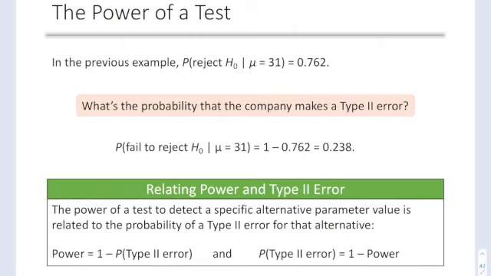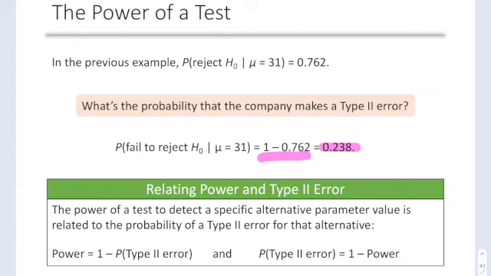So what's the probability that the company makes a type 2 error? It's a conditional probability. It's about the probability that they'll reject. So the 0.762 is the probability that they'll reject the null hypothesis when and if they know that mu is 31. The probability that they make a type 2 error would be that they failed to reject, so it would be the complement. The probability they fail to reject the null hypothesis when the true lifetime of the deluxe AAA batteries is actually 31 is 1 minus that value, so 0.238.